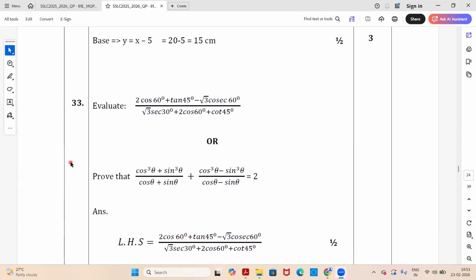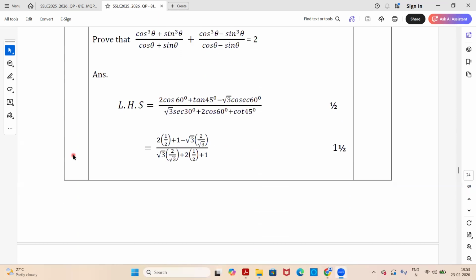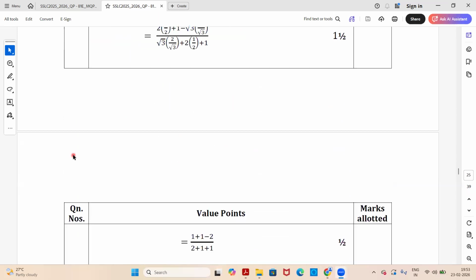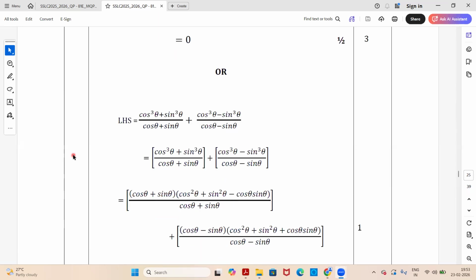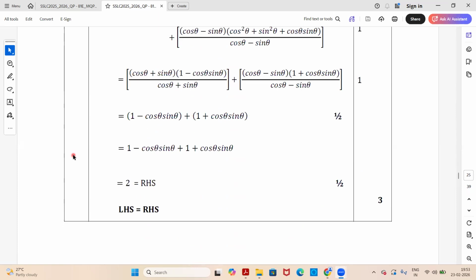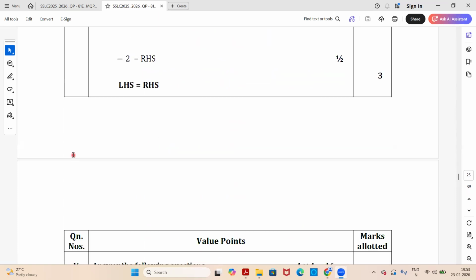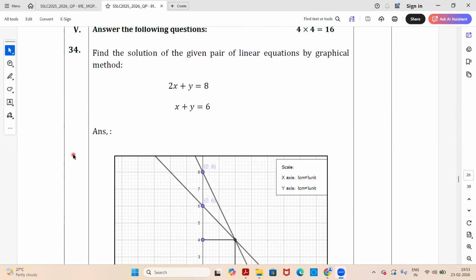Third question. Here you have 2 questions, evaluate or prove that. So first one is here and the second answer is given here. Okay, then you have fifth main. 4 mark question starts from here.